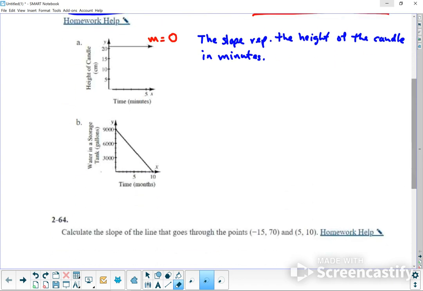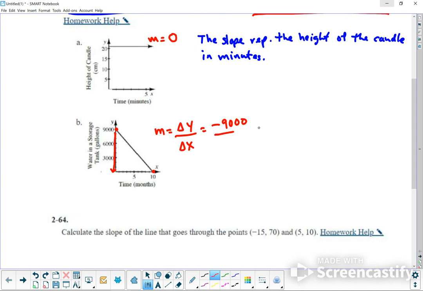Okay, B. What's the slope of this? Right. So let's see. So we have that 9,000 and we have that 10. Right. So I mean we can count. The slope is down 9,000. So the slope is a change in y, which is really down 9,000 over the change in x. Right? And the change in x is over 10. So the slope is negative 900.